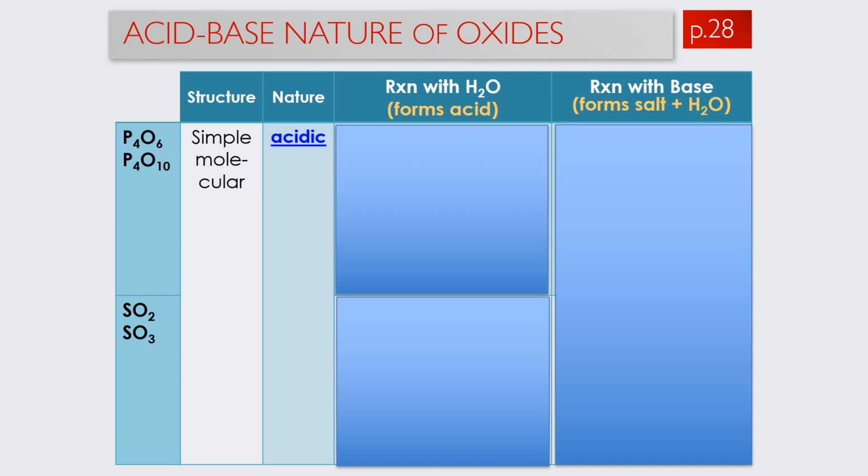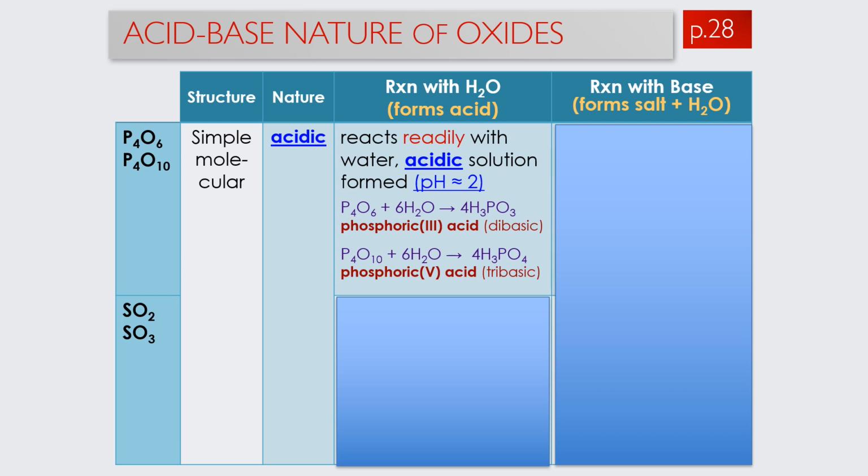The oxides of phosphorus and sulfur are simple covalent molecules, and being non-metal oxides, they are acidic in nature. P4O6 and P4O10 react readily in water to form acidic solution. When P4O6 reacts in water, it forms phosphorus acid, and when P4O10 reacts in water, it forms phosphoric acid. So these two acids dissociate in water to form H+, resulting in the pH value of 2.